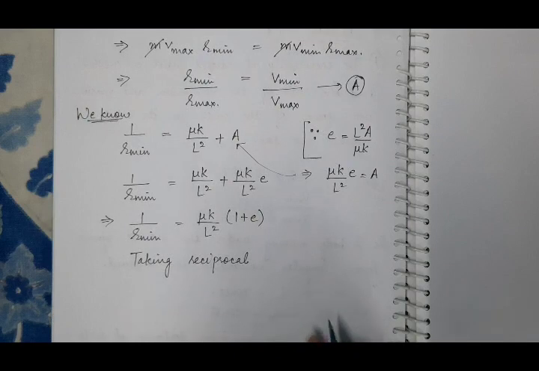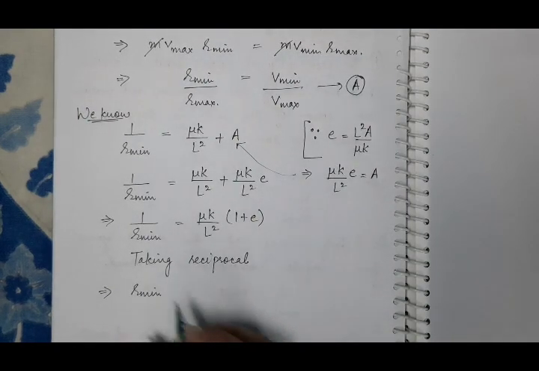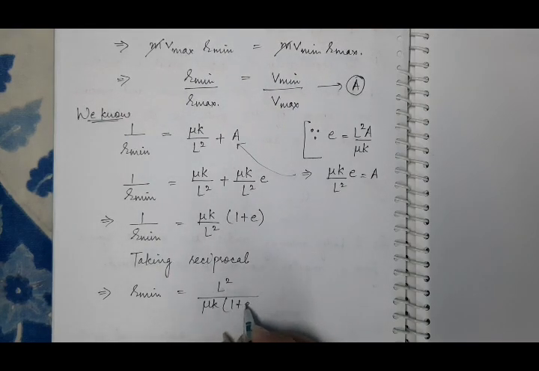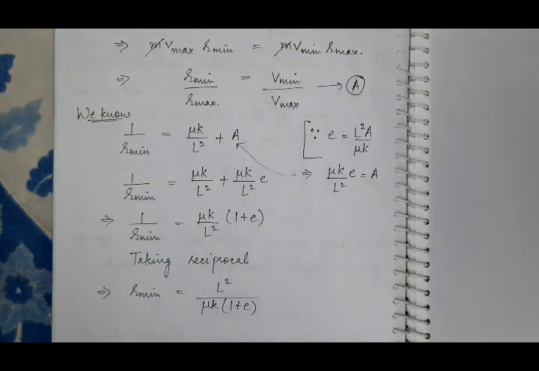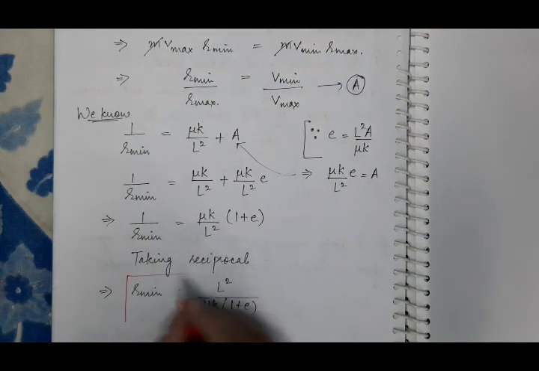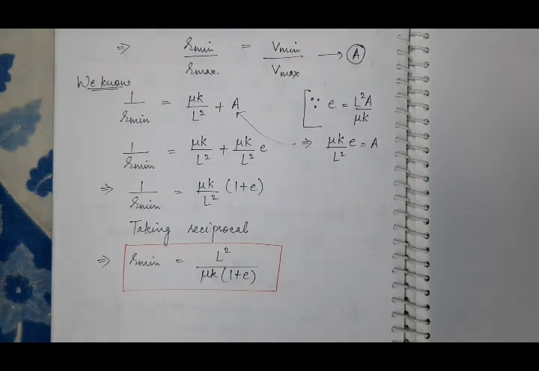Taking reciprocal, you will get the value of R minimum, and it will be L square by mu k into 1 plus E. So what we will do? We will put this value of R minimum in equation A. Similarly, what will be the value of R maximum?